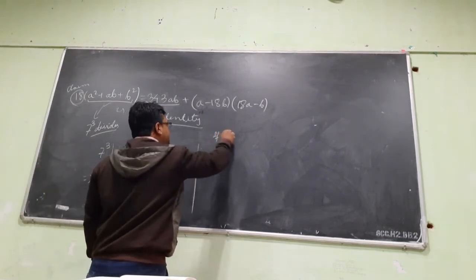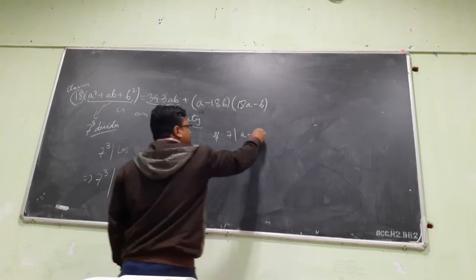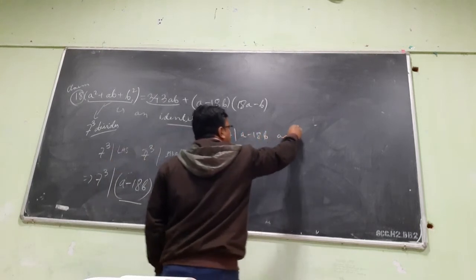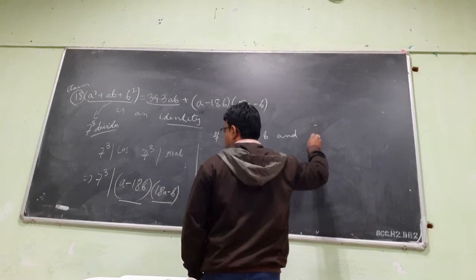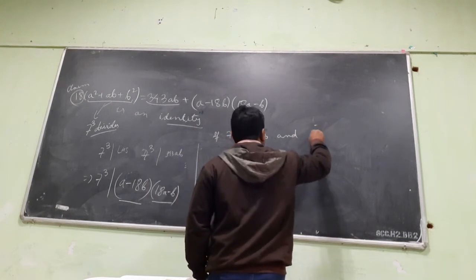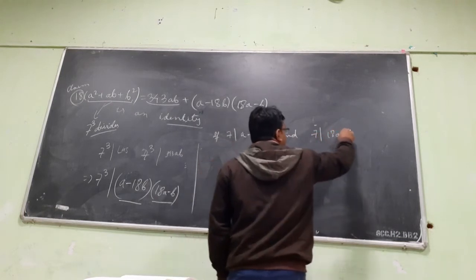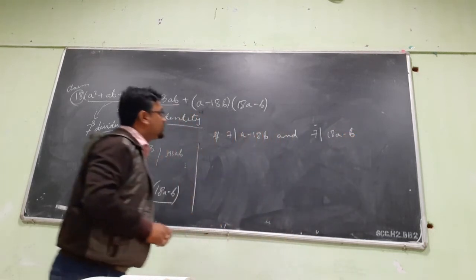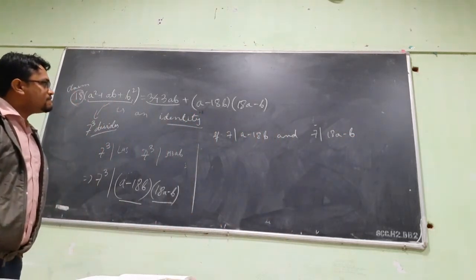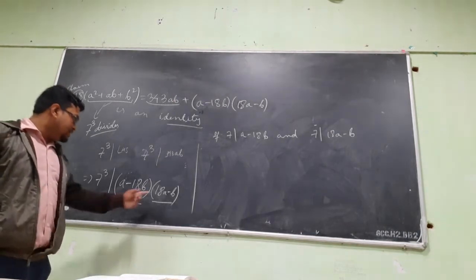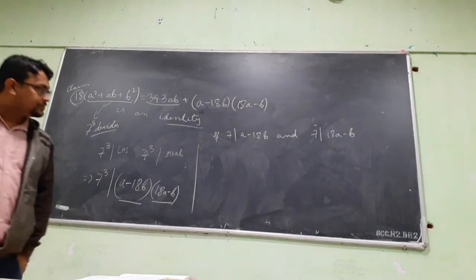Can 7 divide both, if 7 divides a minus 18b and 7 divides 18a minus b? Okay, then what is the problem? If 7 divides both of them, then what happens?